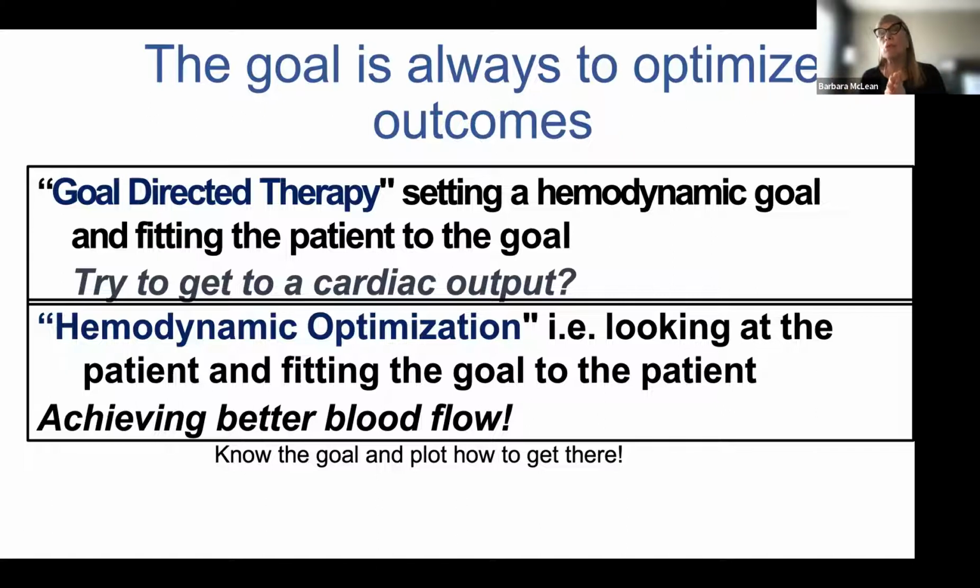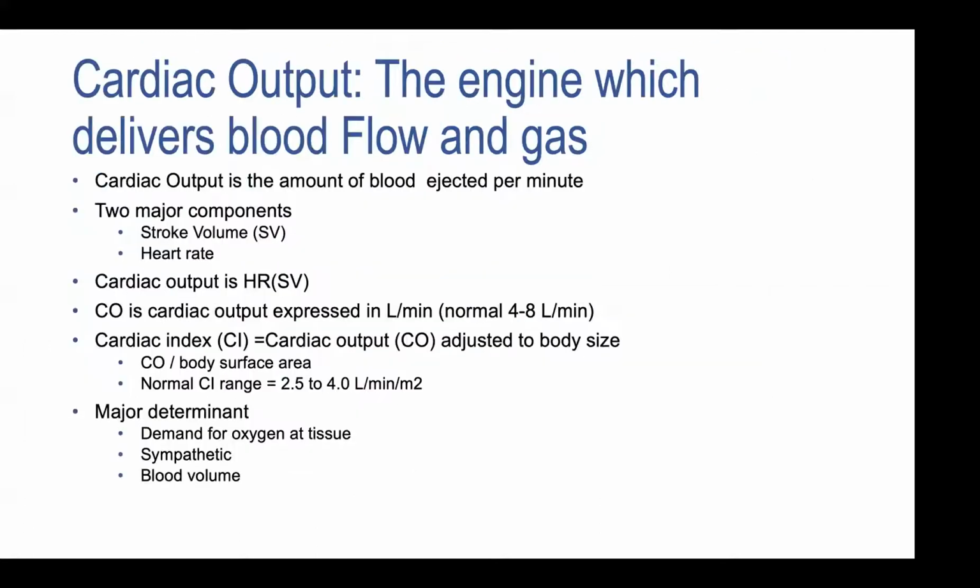So in either case, wherever it is you work, you need to actually have a discussion. Are we using goal-directed therapy, driving towards an MAP and a cardiac output? Or are we optimizing hemodynamically, trying to achieve better blood flow? And of course, you can use MAP and cardiac output for this information, but beyond that, you're going to have some indicators of tissue perfusion. And that may give you a broader view. In either case, whichever one you're using, that's going to be important, but know your goal.